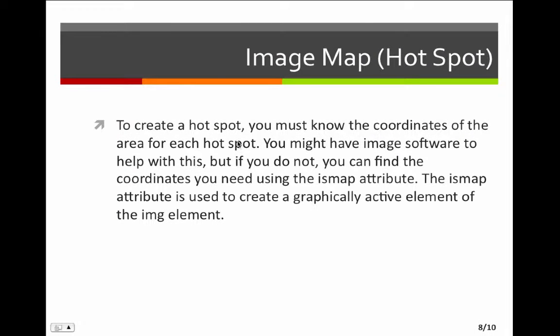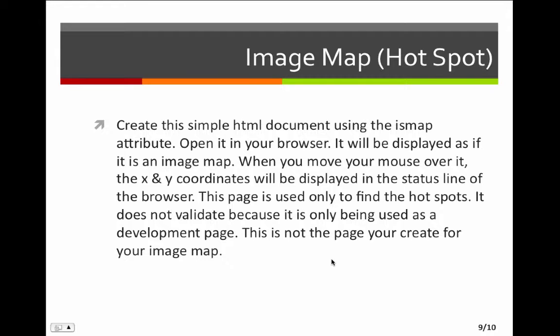To create a hotspot, you can call it a hotspot or a hot zone, you must know the coordinates of the area for each hotspot. You can have image software that shows you the coordinates, but you don't have to. You can make your own page and find the coordinates yourself and don't have to buy any software. And for that, you use isMap. The isMap attribute is used to mark the image element as a server-side image map. So you create a simple HTML document using isMap, and when it displays and you do a mouse over, you will see in the status bar the actual coordinates.